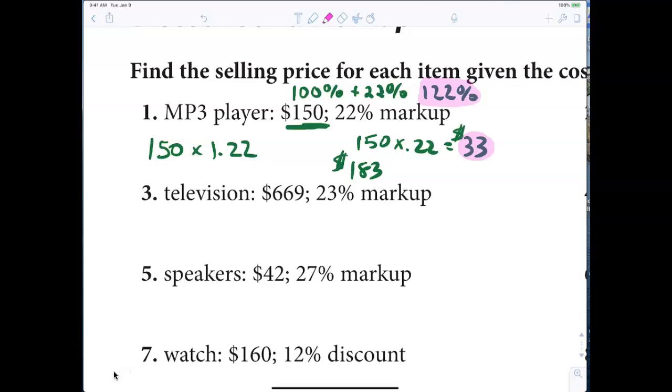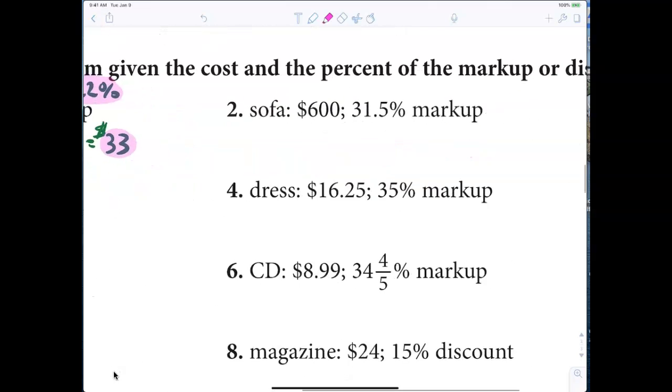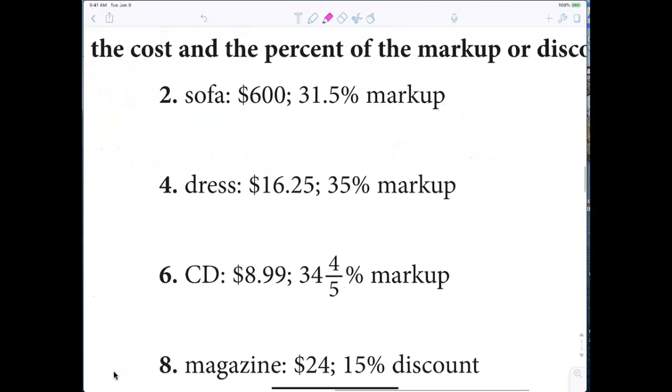I don't want you to multiply by 0.22 and then add it back in. I want you to understand the difference between a markup and a discount. All right, so now let's see if I made any sense. Let's look at number 2.